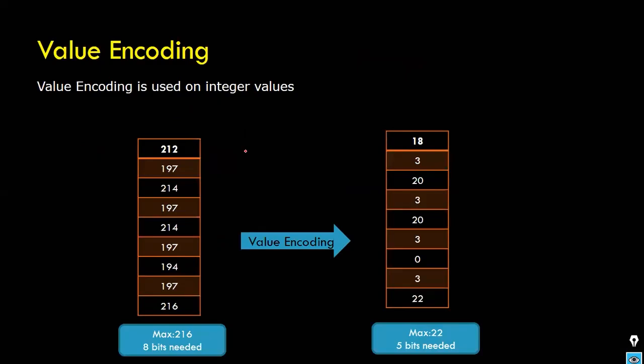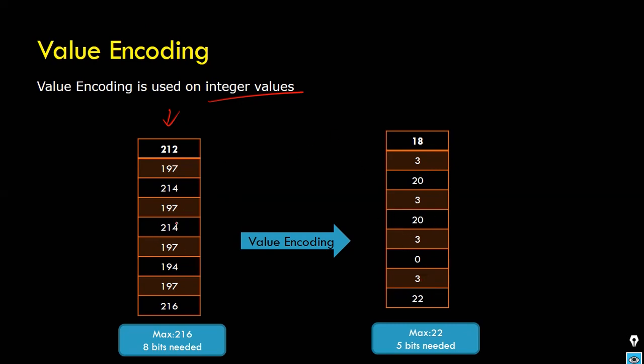In the case of value encoding, as I told you earlier, it is used on integer values. This is my original data here. What happens is the value encoding transforms these values into this form. If you look here, almost all the values are 2 digits, and a few are single digit. It converted the 3 digits into 2 digits or single digit.